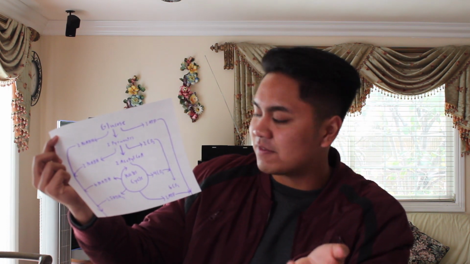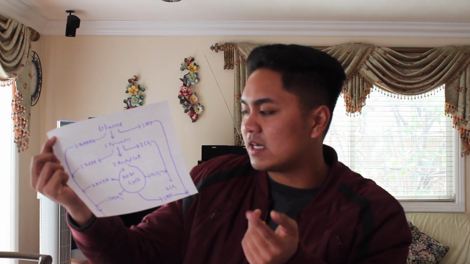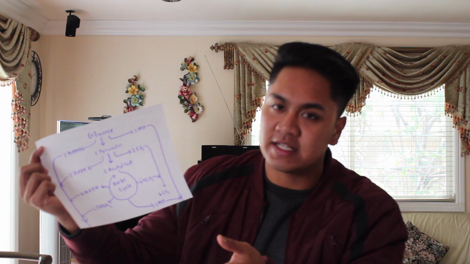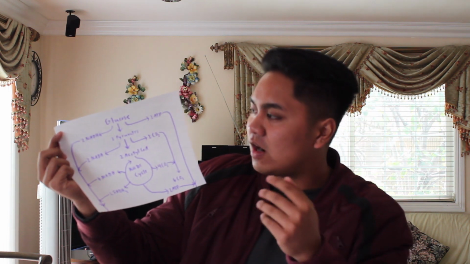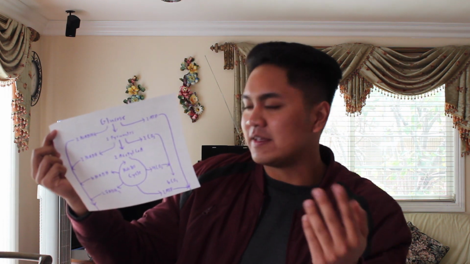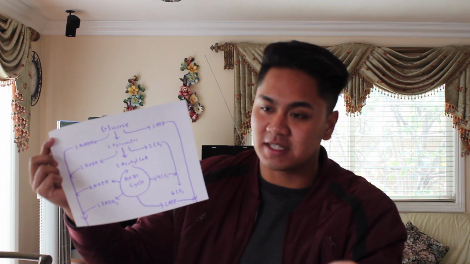And as you can see, through the Krebs cycle, what we get from it is 4 carbon dioxide, 6 NADH, and 2 FADH2, as well as 2 ATP. And all these NADH and FADH2, I'll explain what happens to them later on in the video, but for now we'll talk about the Krebs cycle.